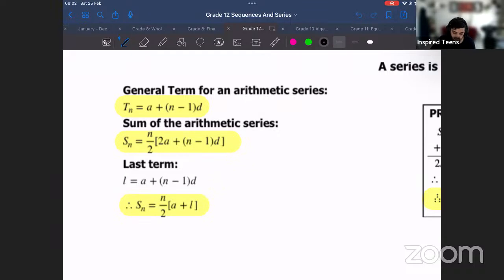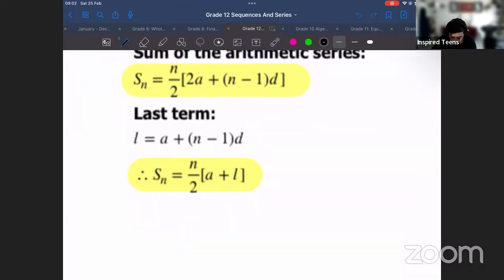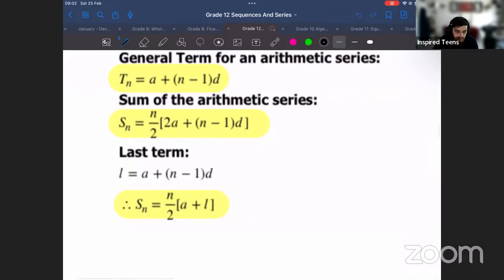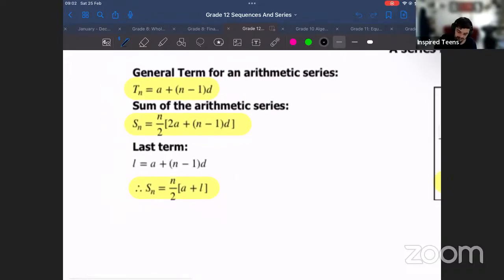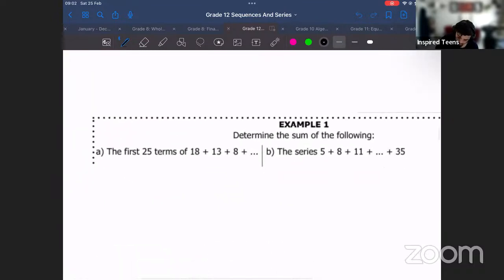And we have the sum of the arithmetic series, Sn is equal to n over 2, open brackets 2a plus (n minus 1) times d. So this is the sum, and we'll discuss sum today. There's also a formula with the last term for the sum: n over 2 into (a plus l), first term plus last term. So if we have the value of the last term, we can also calculate the sum of a certain amount of terms in the sequence or series. So we're going to discuss sum in today's lesson, and we're going to start off with that.